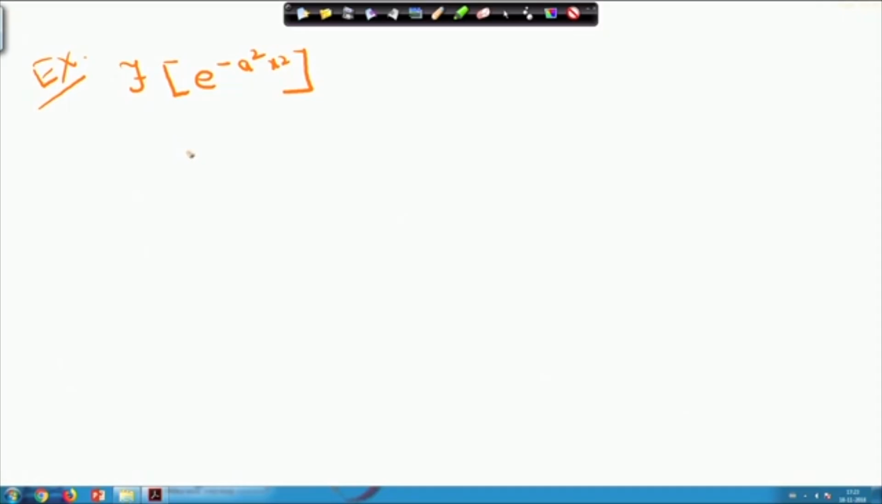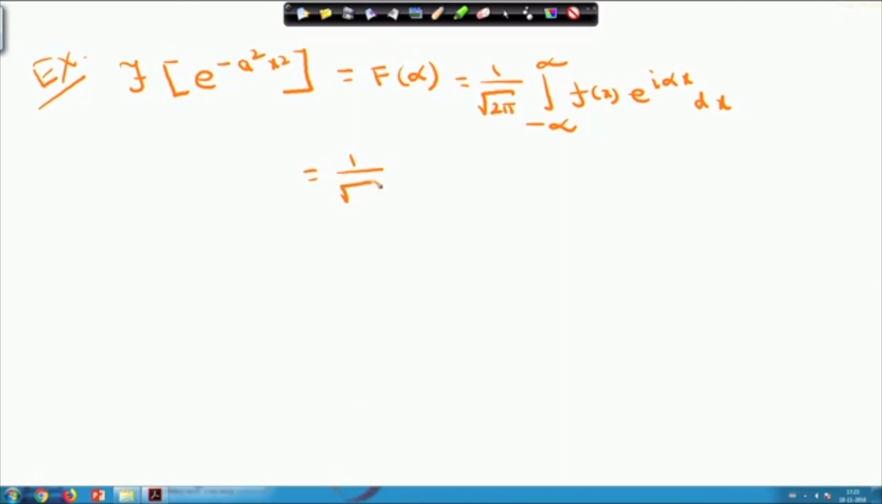So, the Fourier transform of e^(-a²x²), which I can write as F(α), equals 1/√(2π) ∫ from -∞ to ∞ of f(x) e^(iαx) dx. Now, substituting the value of f(x), you will obtain √(1/2π) ∫ from -∞ to ∞ of e^(-a²x² - iαx) dx.